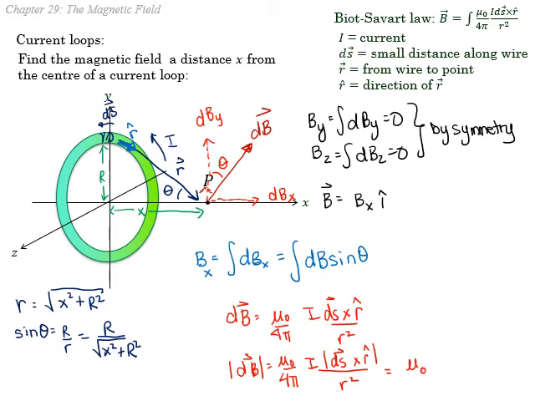So that's mu naught times I times ds over 4 times pi times r squared. So I'm going to fill this in for dB, I'm going to fill in what I already had for sine theta, and then I'll finish by solving my integral. Let's carry on now with solving for our x component of magnetic field.